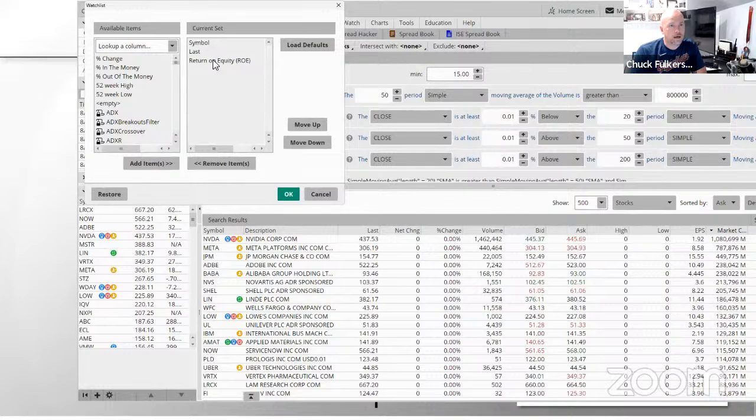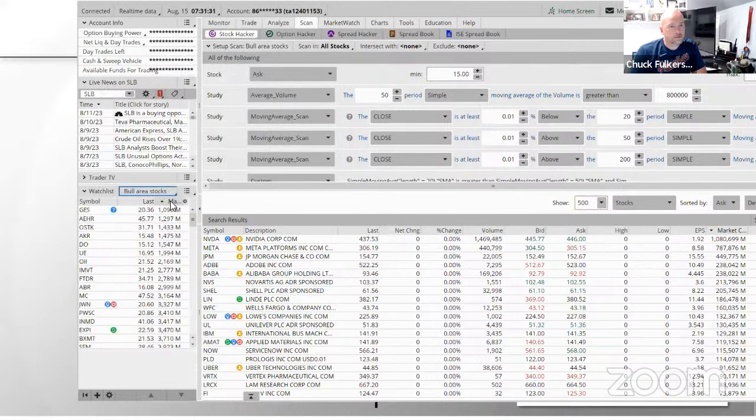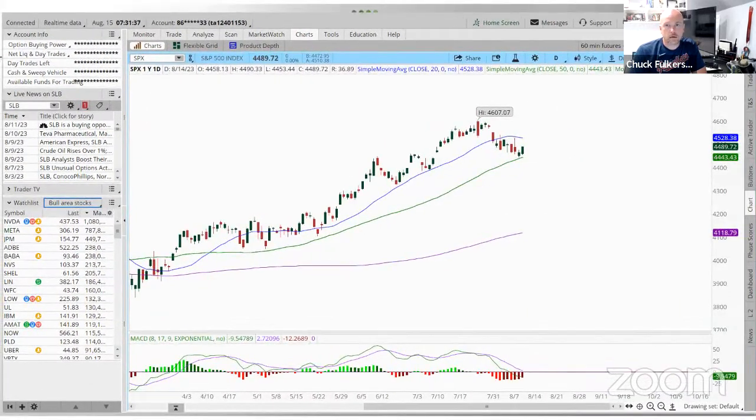I don't think I have market cap on this one. I like sorting by market cap because it's going to have a lot to do with the liquidity. Okay, so let's just take a quick look through some of these.